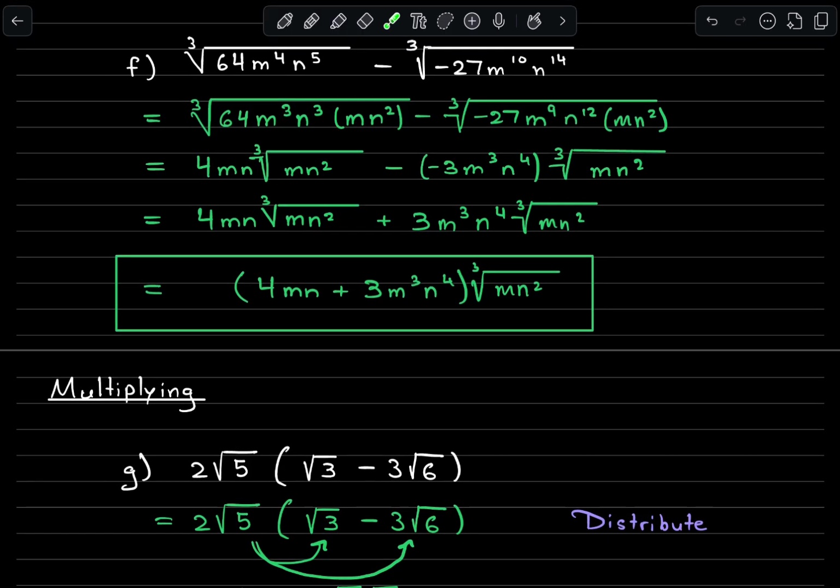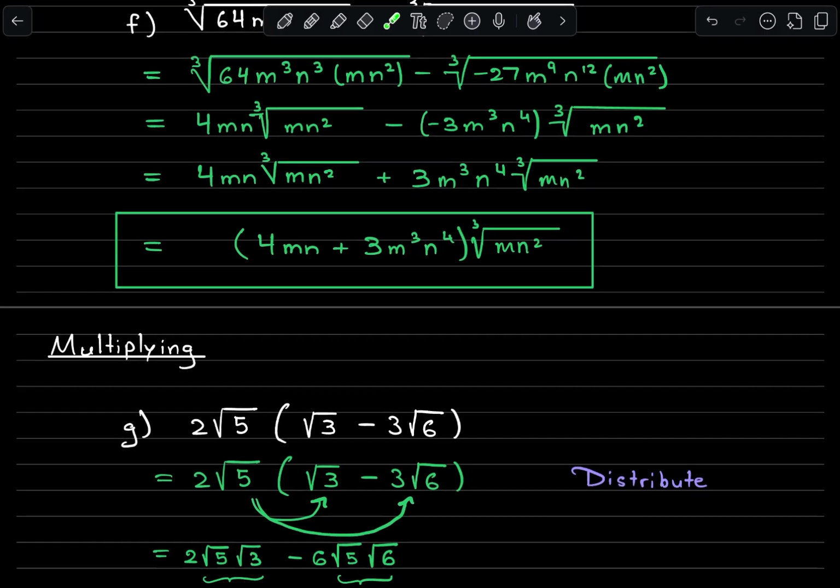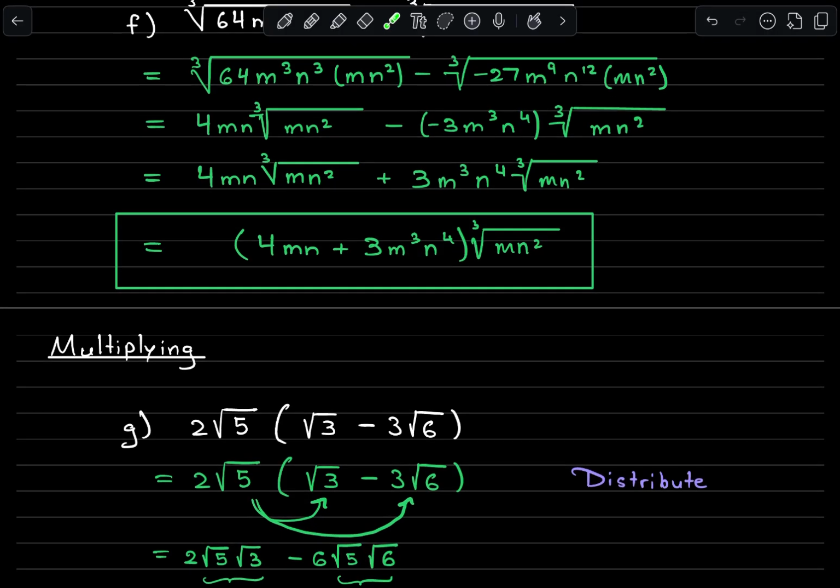Okay, let's distribute and let's see what we can combine here. The good part is all of these radicals have the same power. So when two radicals have the same power, they're 2 square roots or 2 cube roots or something like that, we can multiply, we can put together whatever's underneath, as long as we just keep it under that radical. Okay? So that's exactly what we're going to do. So we've got 2 times the square root of 5 times the square root of 3, and over here we've got negative 6, right? 2 times negative 3, that's going to give us that negative 6, times this radical 5 times that radical 6.